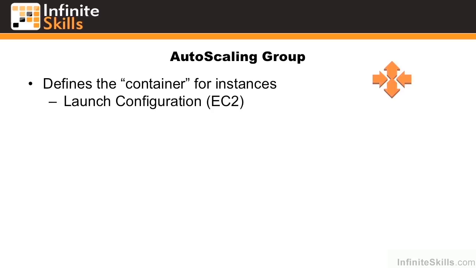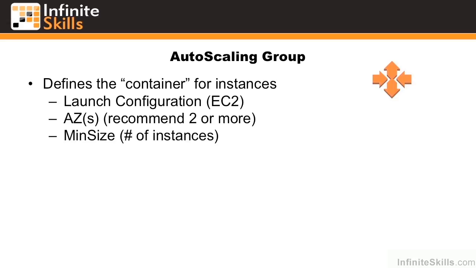This includes the launch configuration that you just specified, the AZs, we recommend 2 or more, the minimum size of the AutoScaling group, which is the minimum number of instances that it will contain, the max size, which is the maximum number of instances that it will contain. Regardless of what happens inside of your AutoScaling group, you'll never go below your min size, and you'll never go above your max size.